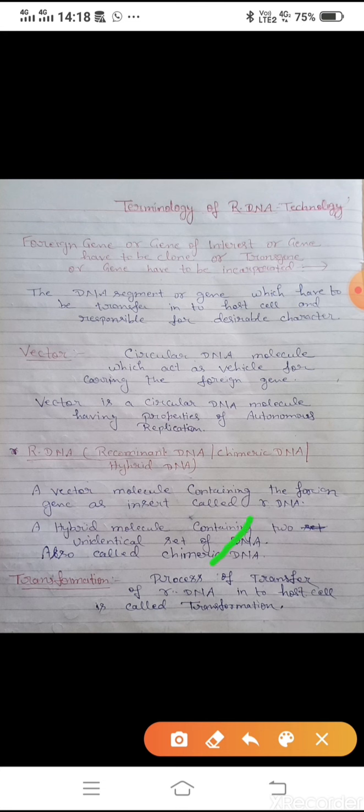So the construction of recombinant DNA takes place. The construction of recombinant DNA, or chimeric DNA, or hybrid DNA, takes place by insertion of the foreign gene into the vector molecule. So recombinant DNA can be defined as a vector molecule containing the foreign gene or gene of interest. We can say it is a hybrid DNA molecule which consists of two non-identical sets of DNA, so it is also called a chimeric DNA molecule.